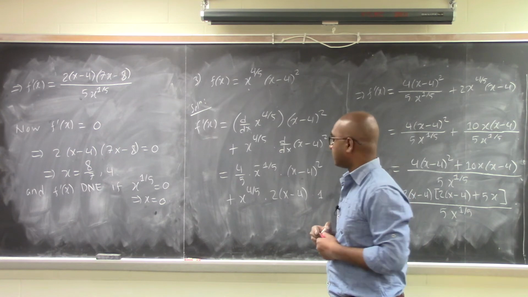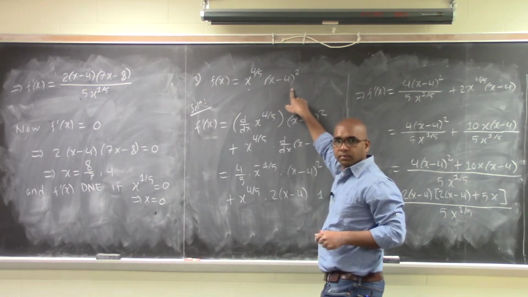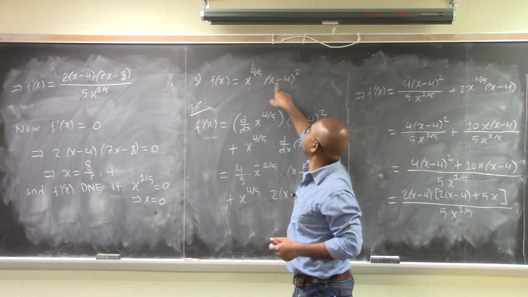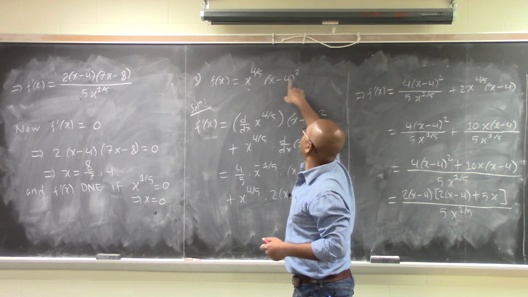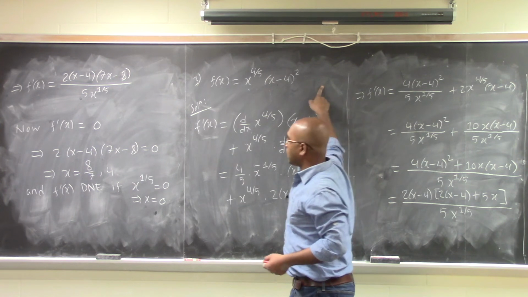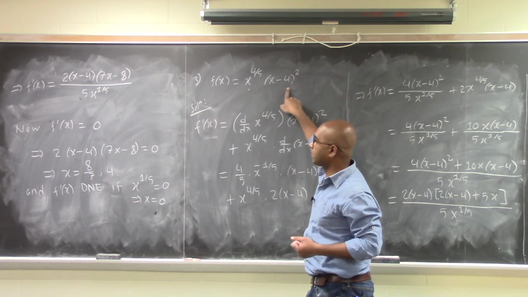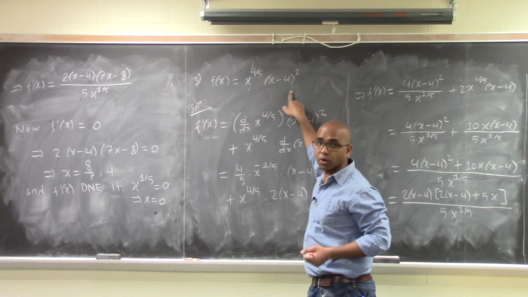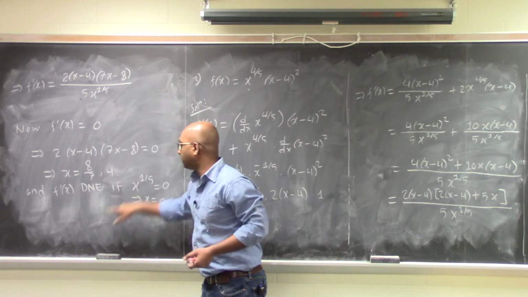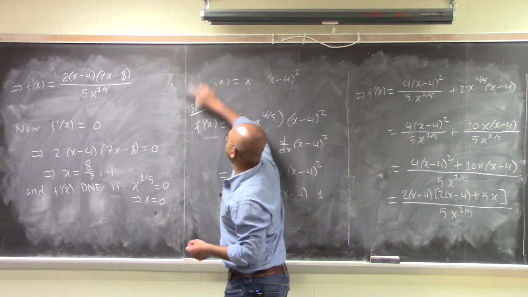Is x equal to 0 in the domain? Yes, it is. You can evaluate this, right? 0 to the power 4/5 is 0, times (negative 4) squared is 16. 0 times 16 is 0. For 4, you can plug in 4. That also makes it 0. You can plug in 8/7. So all of them are coming from the domain. Okay? Therefore, all of them are critical numbers of f. Okay?